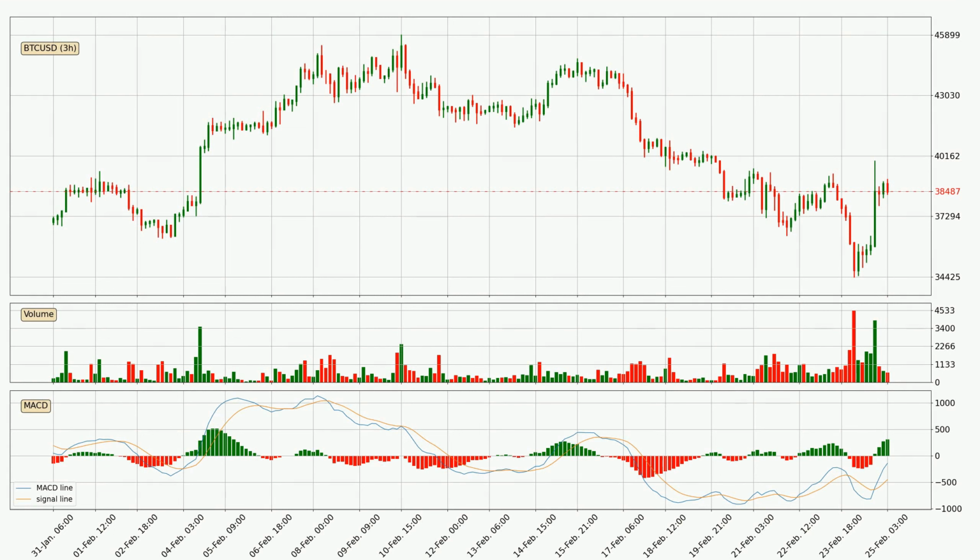Jumping to the 3-hourly MACD, the MACD line is above the signal line, which shows that the current trend is on the upside. Looking at the MACD histogram, we can see that the momentum is strong at the moment, and we can expect the price to continue growing, or maybe at least remaining the same for some time.